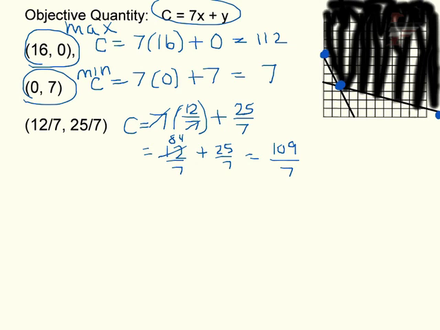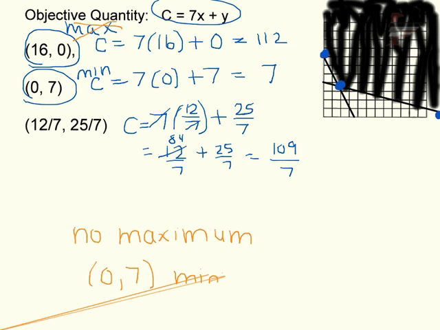So I scratched that thought. I don't have a maximum. And then check your minimum. Maybe you won't have a minimum either. Sometimes you have both, sometimes you have neither, sometimes you only have one. Thinking about the point that makes the minimum, which is (0, 7), what if I go further up the y-axis to (0, 8)? Well, (0, 8) is going to get bigger. So that truly is a minimum point. That's okay, but I did not have a maximum.